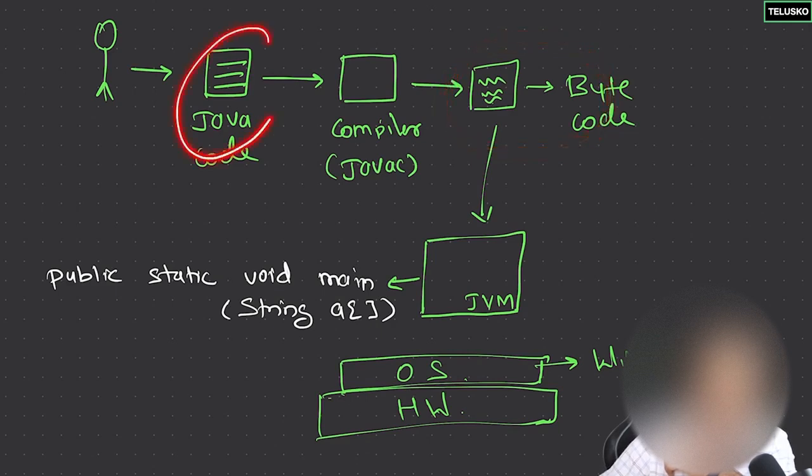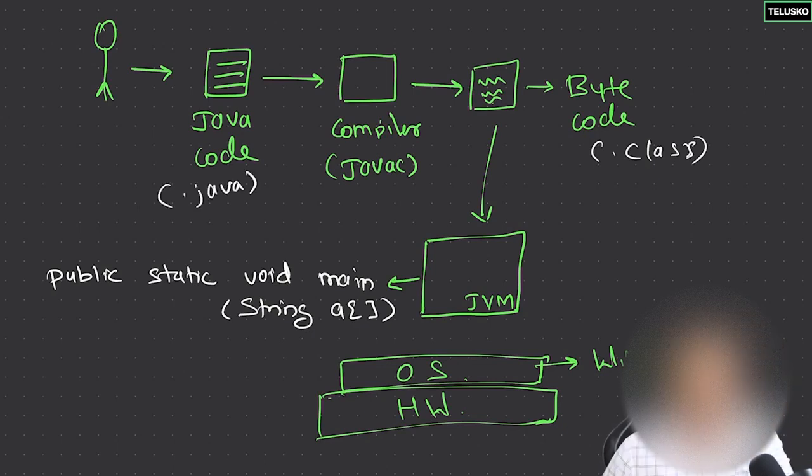So when you create a Java file and send it for compilation, it will create the byte code. The extension for the byte code is .class. The extension for Java code is .java. And now it is compiled, done, right? Now it's time to run your code.